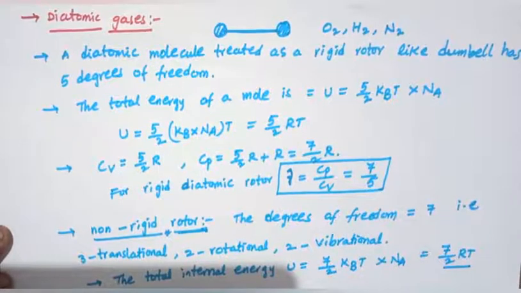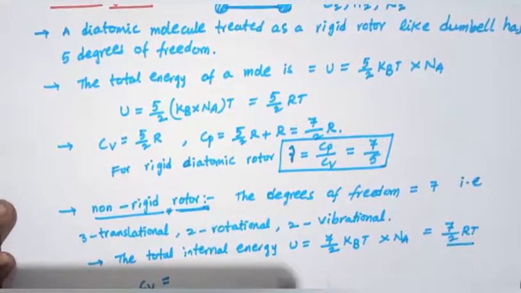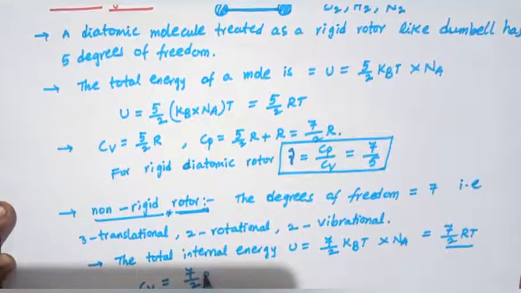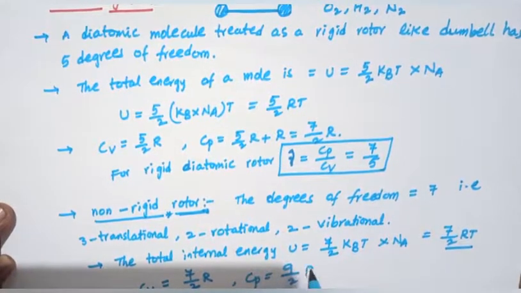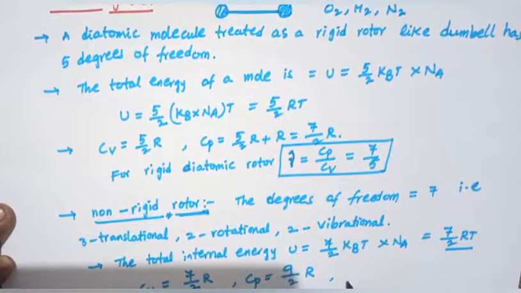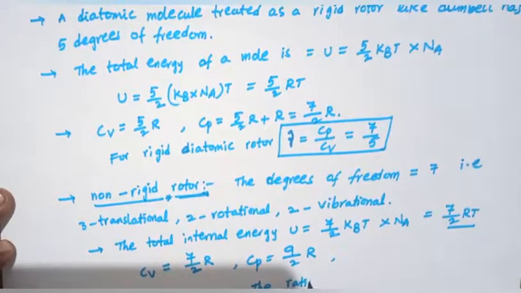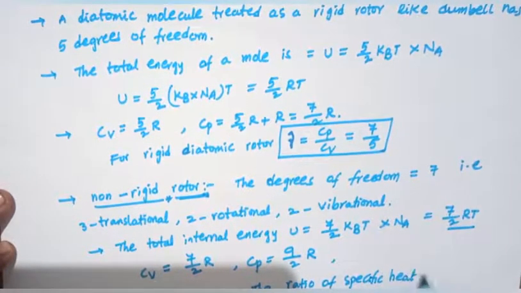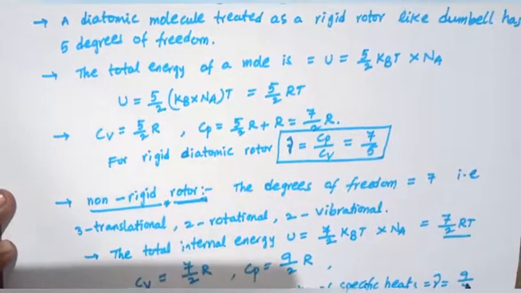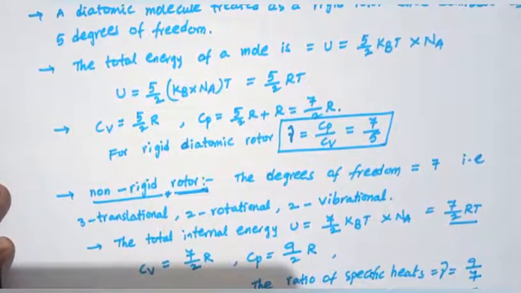Now at constant volume the specific heat Cv equals 7 by 2 R and Cp equals 9 by 2 R. The ratio of specific heats, gamma, equals 9 by 7. So this is about diatomic gases.